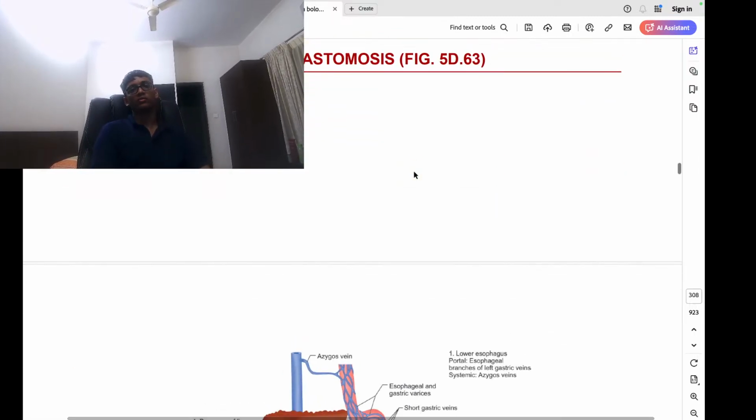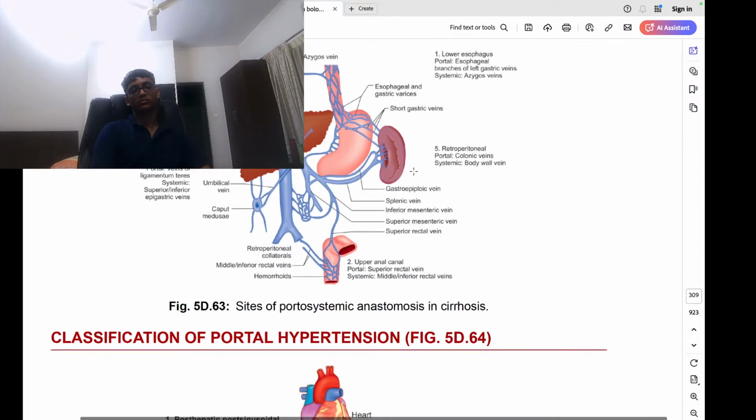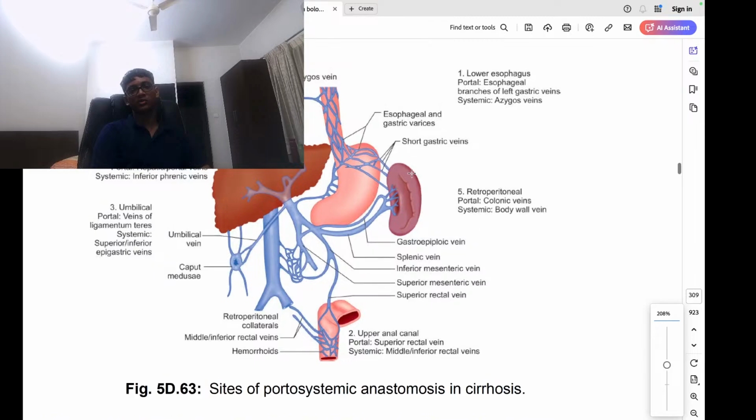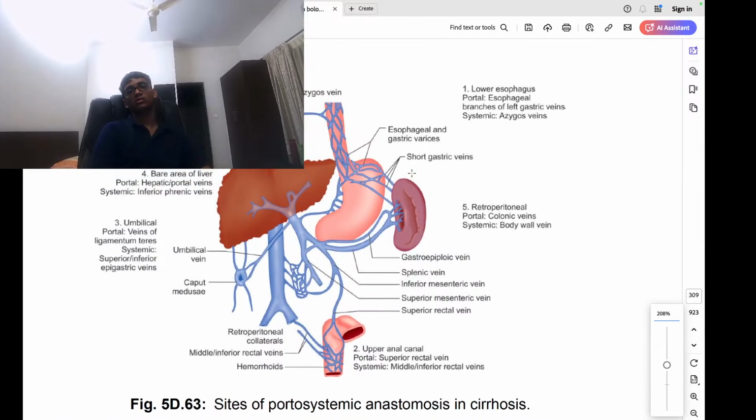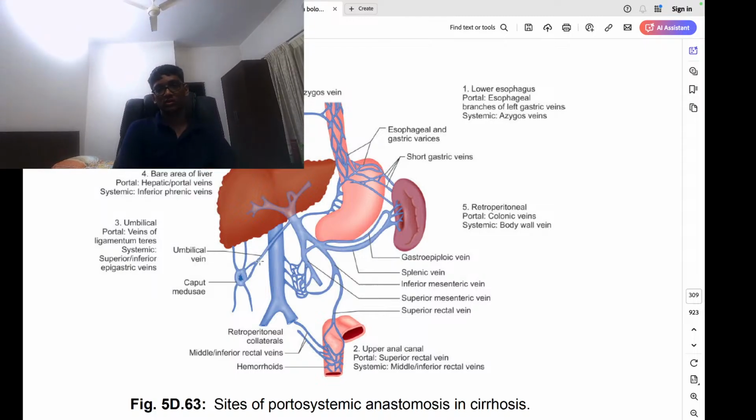Then the sites of portosystemic anastomosis. At the esophagus, portal is the short gastric veins and branches of the left gastric veins, and systemic is the esophageal veins. Then you have caput medusae right over here, at the umbilical vein. Number 2 is the anal canal: portal is the superior rectal vein, systemic is the middle or inferior rectal vein.